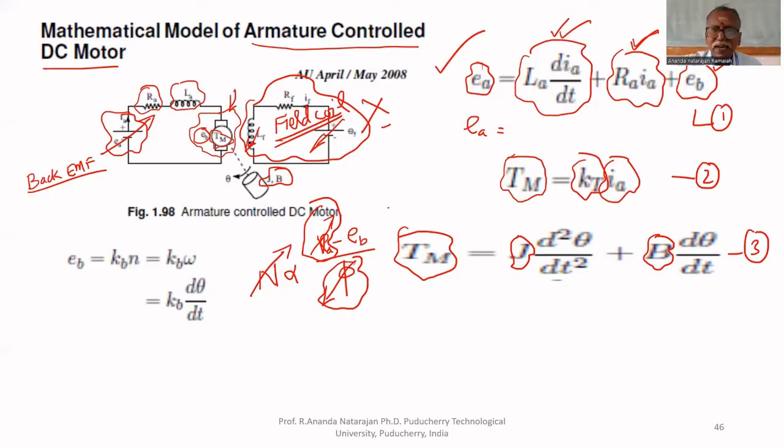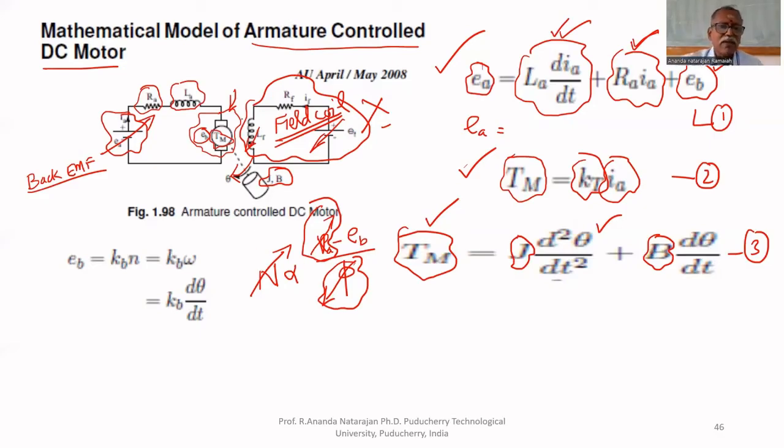For the mechanical electrical relation, there is one equation. The mechanical torque developed equals kT times Ia, that is the second equation. Then a mechanical equation, because the armature is connected with a load whose inertia is J and dashpot constant is B. The displacement in the armature is theta. Therefore, Tm equals J d square theta by dt square plus B d theta by dt. That we know. Already we studied the mathematical model of a rotational system. So we got three equations.